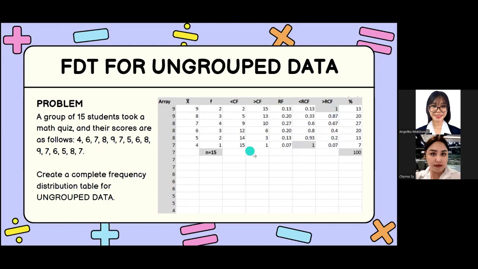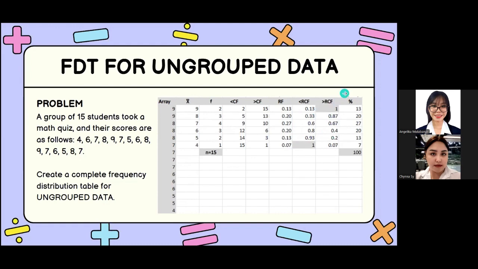Then again, parehas lang to dito sa more than CF. We will begin at the bottom going to top. We copy the first value 0.07, and then we add the following value 0.13. We'll have 0.2. Then 0.2 plus 0.20 will have 0.4. 0.4 plus 0.27 will have 0.67. 0.67 plus 0.20 will have 0.87, and then 0.87 plus 0.13 is equals to 1 or 1.00.